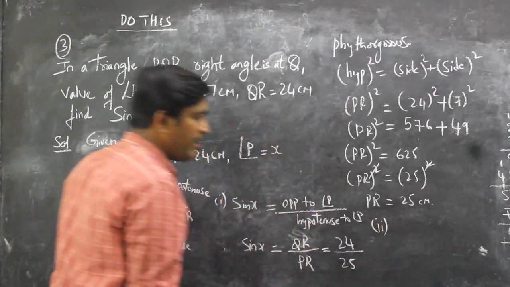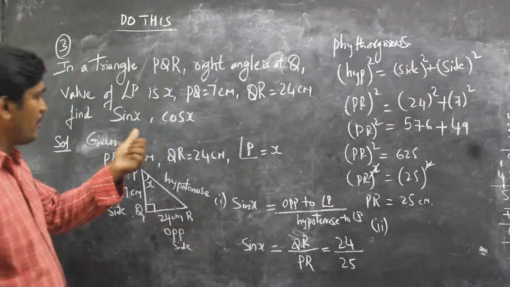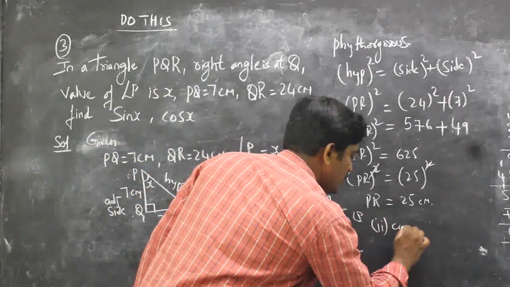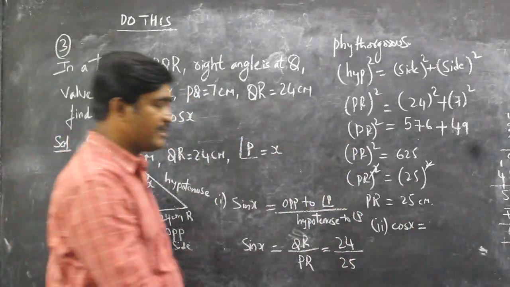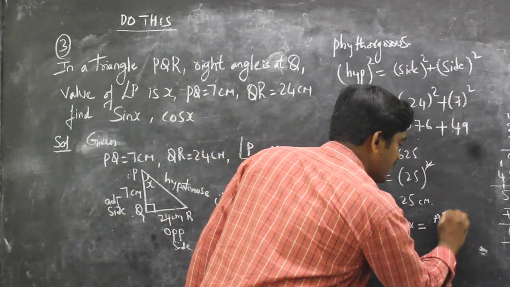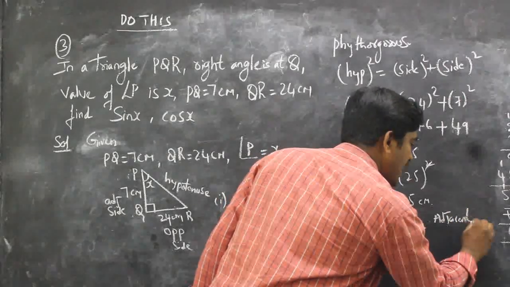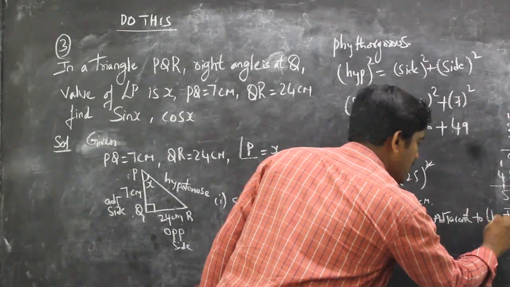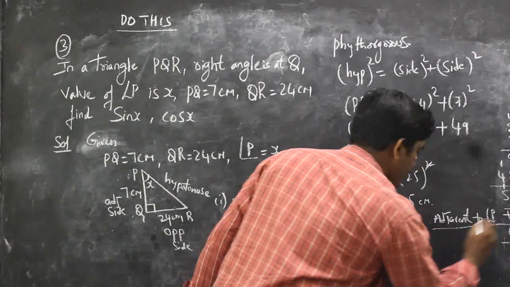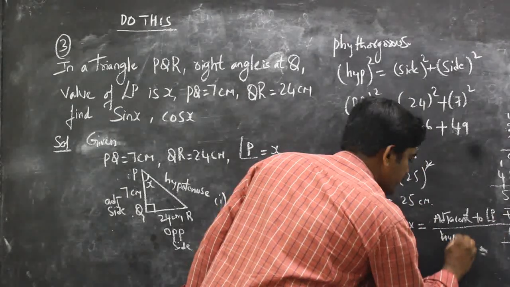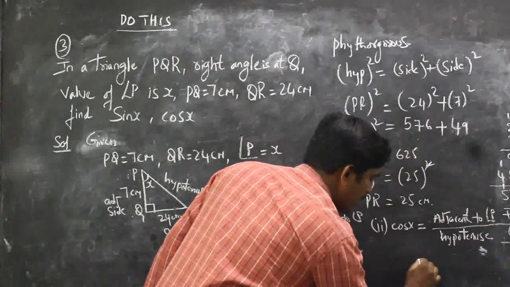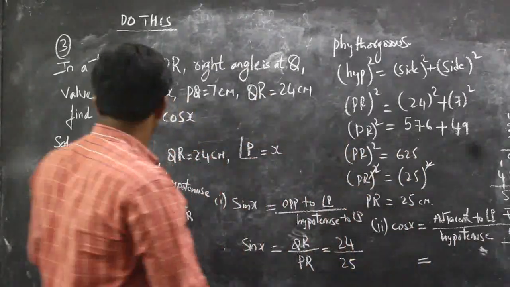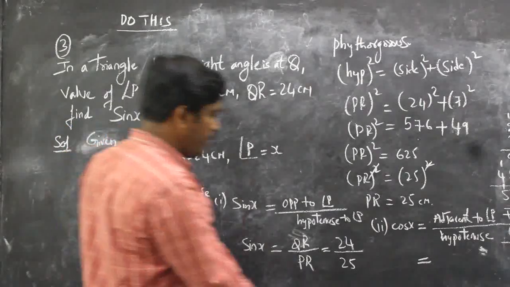Now what is the second bit? It is asking to find out cos x. Now what is cos? Generally cos is the adjacent side, adjacent to angle P, by hypotenuse. Now what is adjacent to this one? The adjacent side is nothing but PQ.